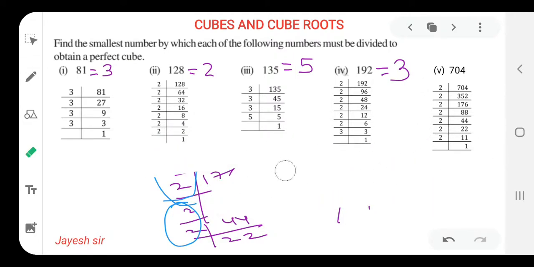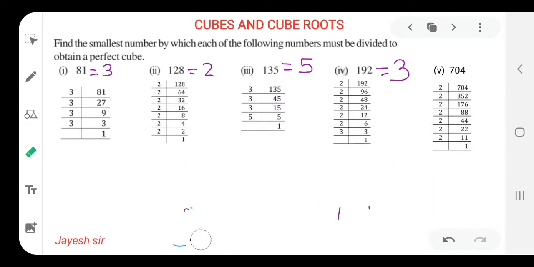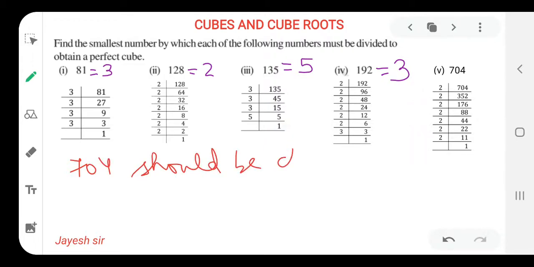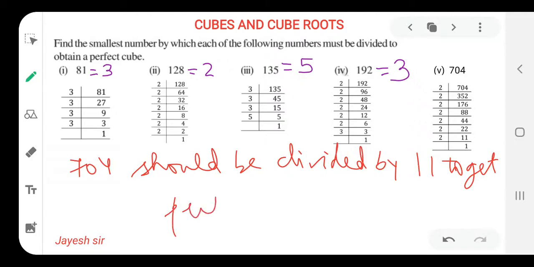That is the error in the question or the solution given over here. There is an error in that. So 704 should be divided by 11 to get a perfect cube. I hope you all might be getting it, friends. So this was the easier type of sum.